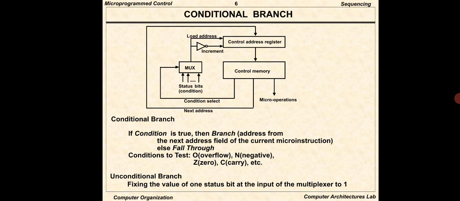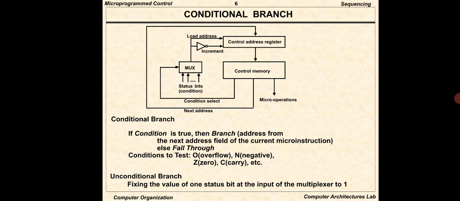Now let us see the same thing discussed here. For the conditional branch, if the condition is true, then the branch address from the next address field of the current micro instruction needs to be used. Else, if it is false, then it is the normal flow of the program. The conditions to be tested are overflow, negative, whether the resultant value is 0, or carry. That is your condition to be checked.